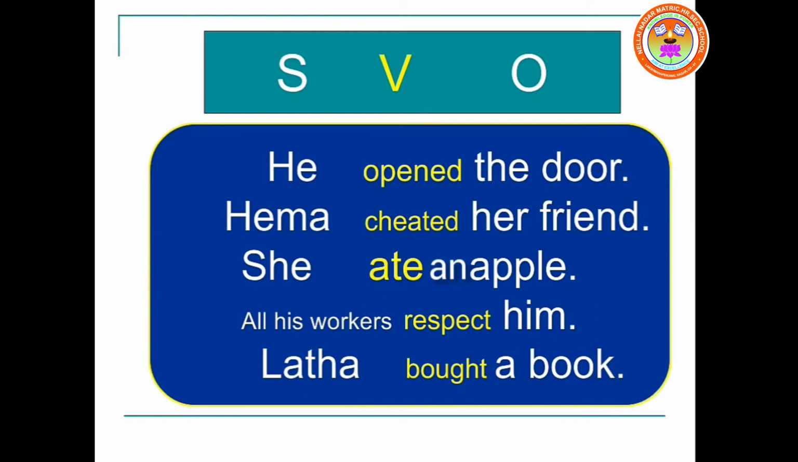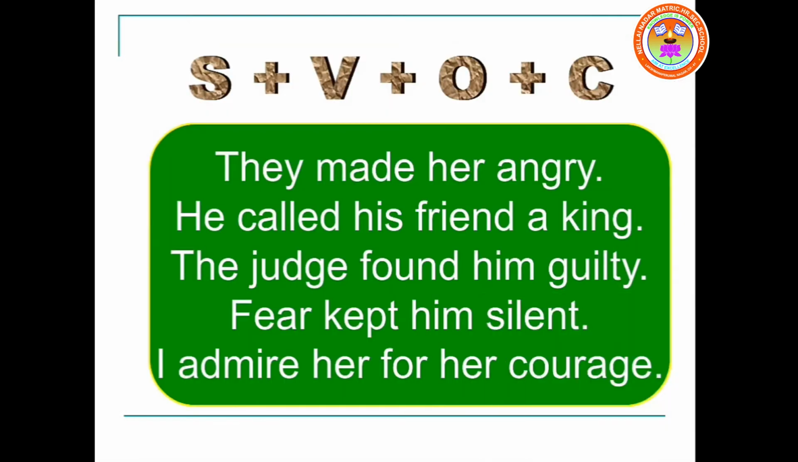In these sentences, he, Hema, she, all his workers, Lada are subjects. Opened, cheated, ate, respect, bought are verbs. The door, her friend, an apple, him, a book are objects. Dear children, the next pattern is SVOC. Subject, verb, object, complement.